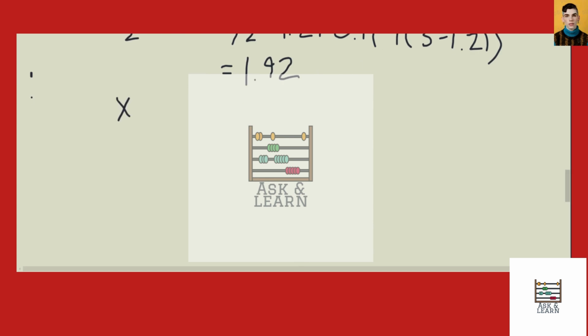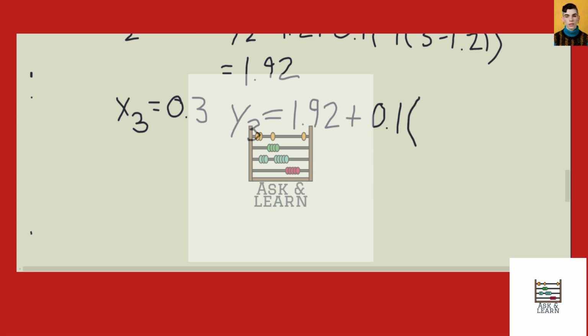All right, third step, x3 is equal to 0.3, and y3 is equal to y2, which is 1.92, plus our step size times the value of the function at (0.2, 1.92), which is 4 times (3 minus 1.92), which is equal to 2.352.